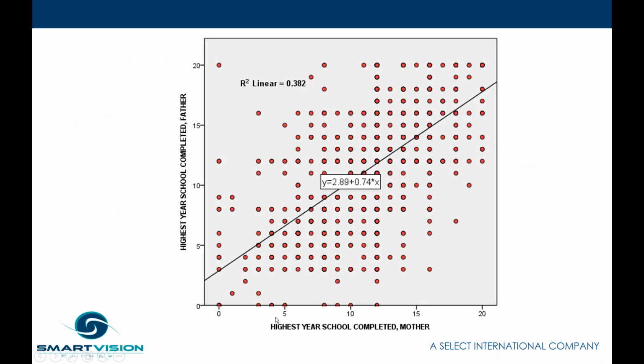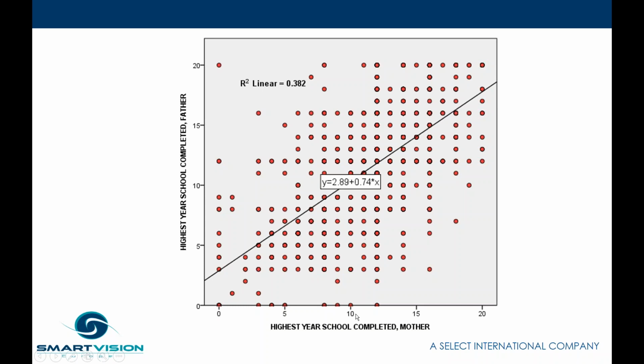So here, for example, we've got highest year of high school completed by mother against father, and the R-square value is quite weak at 0.38. It means that there's 38% overlap between one field and the next. And it's saying that if you wanted to predict the number of years of education that a father has based upon the number of years of the mother, here is the equation that you get for that. That's called a simple linear regression equation. Simple because we're only using one variable to predict another, not multiple.